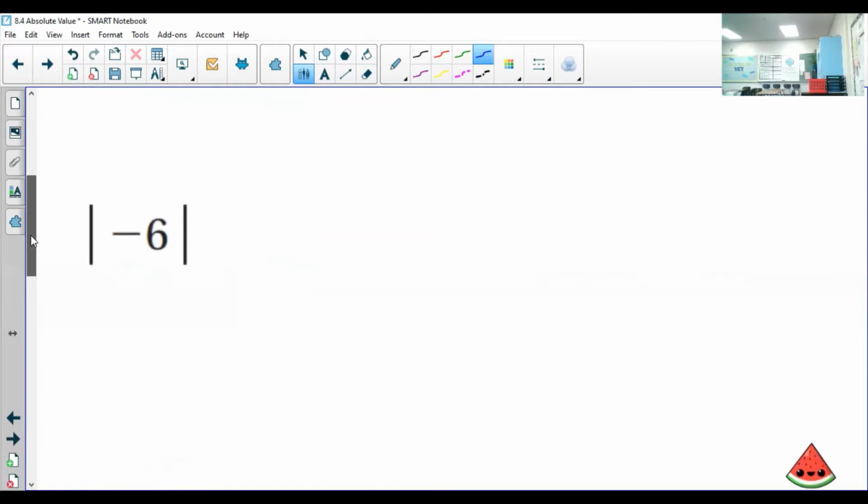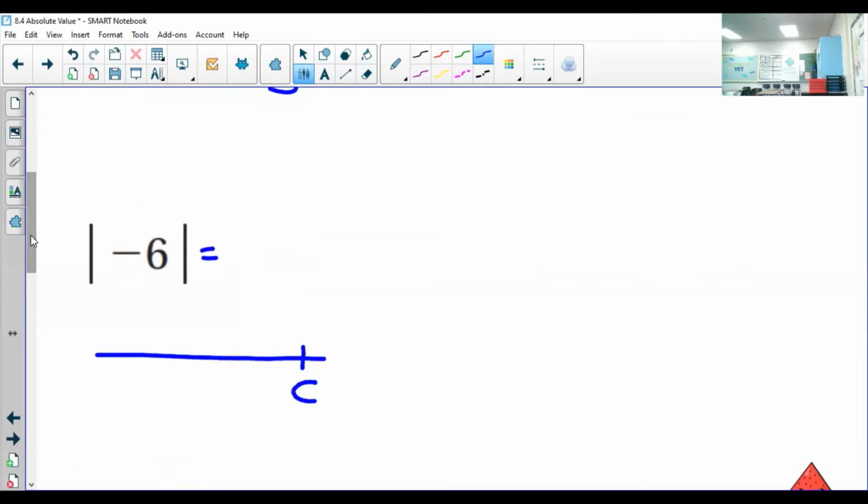How about this one? The absolute value of negative 6. Again, on a number line, we would have 0 and negative 6. 1, 2, 3, 4, 5, 6. So how far away is it? It is 6 values away from 0.